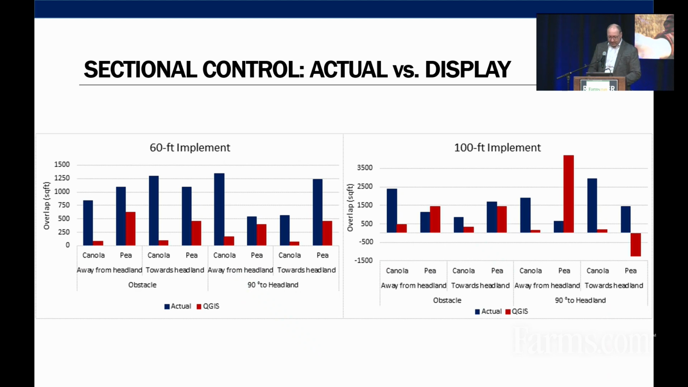One other aspect is we wanted to understand a bit more in terms of what that obstacle is compared from the actual versus what we're seeing on the monitor, when you look at going towards the headland versus going away. Also, when you look at an obstacle, what does it mean in terms of which direction I'm going? Does that have an impact on the overlap that you're seeing on either a 60-foot implement as well as on a 100-foot implement? Some really interesting results, not something that I was necessarily expecting to see, that the direction does matter with some of the things that you're looking to understand to do with both the peas and the canola.